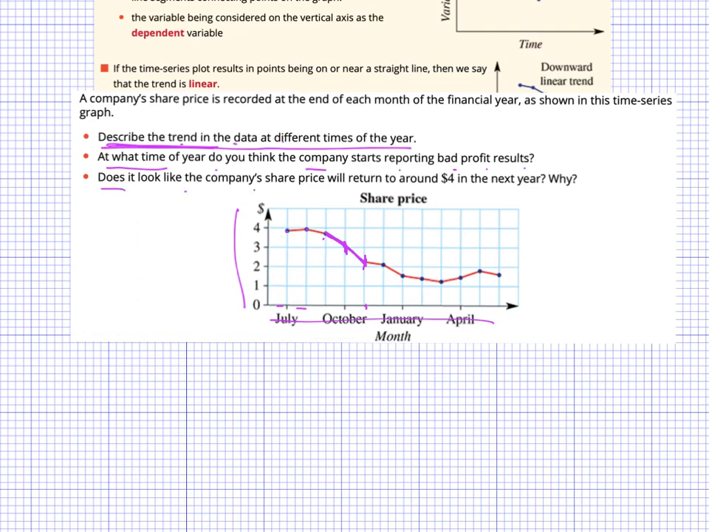Does it look like the company's share price will return to around $4? So $4 is up here. Now it says in the next year. So we've got May, June, July. So we've got to get back up to $4 in this 1 month here. Do you think that's likely? Yes, no? Information you could use to help you is to say that it's taken 1, 2, 3, 4, 5, 6, 7 months to get down there. It might take 7 months to get back up. It might take longer. There's all sorts of things you can do. You've just got to use data to back you up.